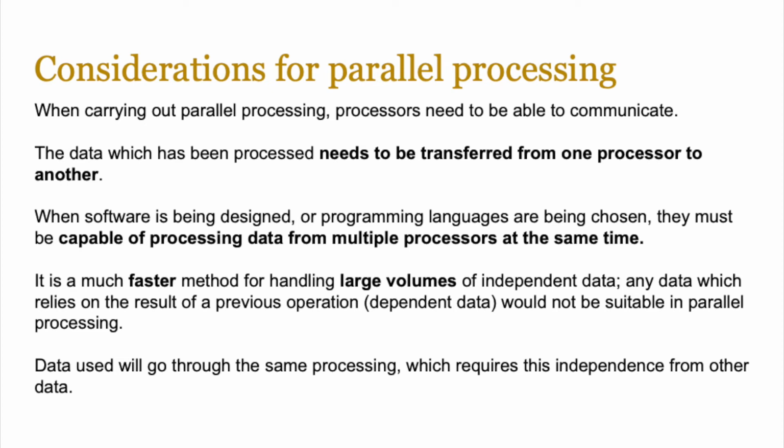And when software is being designed or a programming language is being chosen, they must be capable of processing data from multiple processes at the same time. If they're not, then parallel processing can't happen because you're going to have a bottleneck. Parallel processing is a much faster method for handling large volumes of independent data. So any data which relies on the results of a previous operation, which basically makes it dependent data, would not be suitable in parallel processing. The data used will have to go through the same processing, which requires this independence from other data.